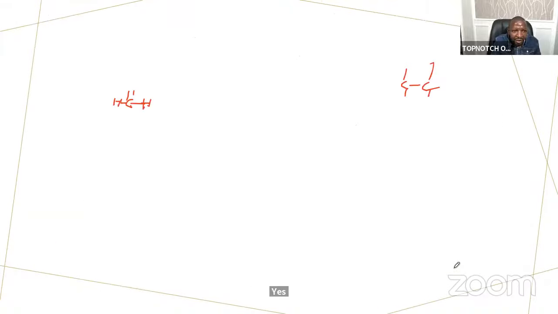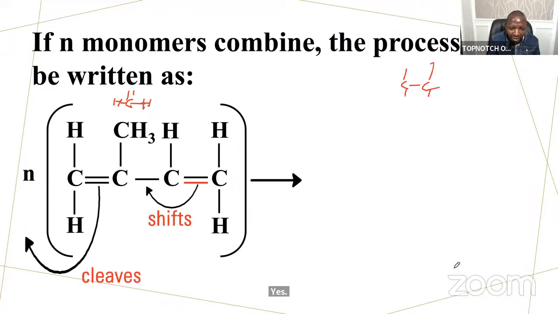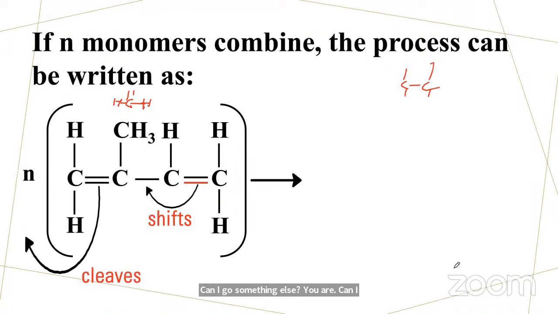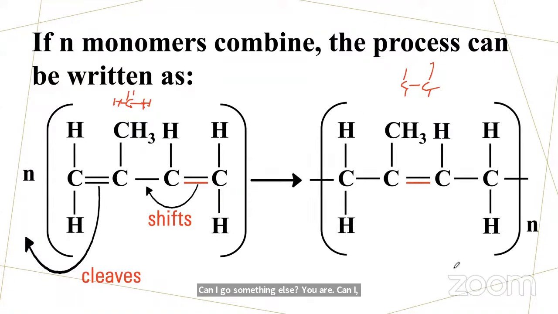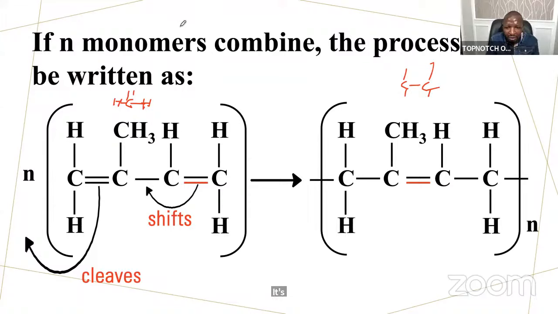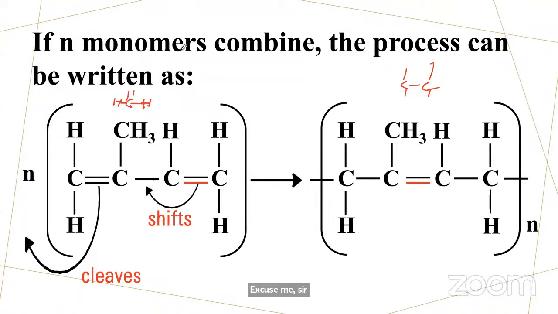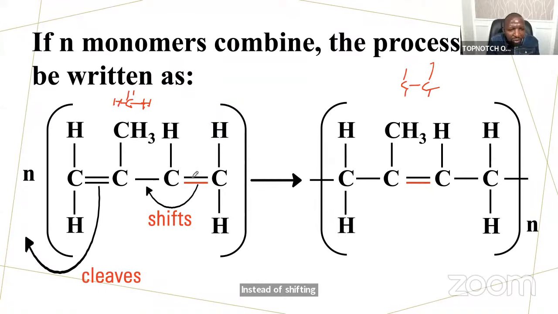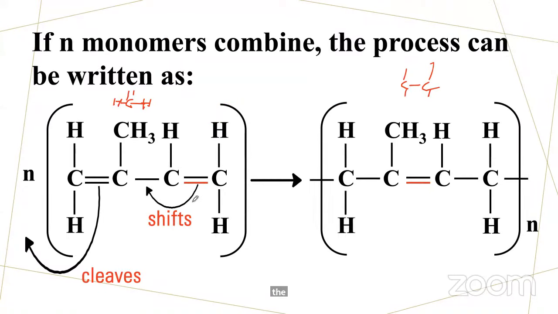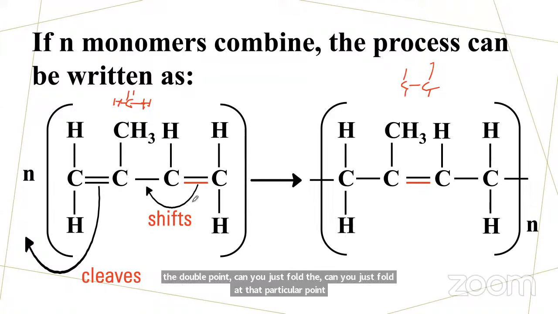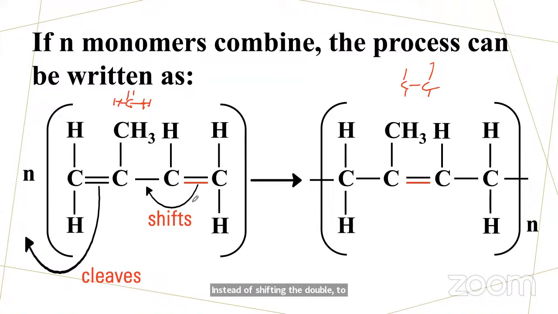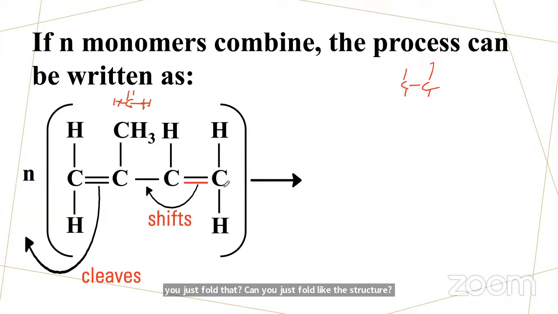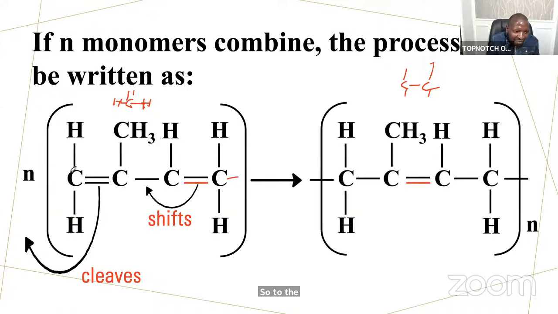I think, can I go to something else? Excuse me, sir. Yes. Instead of shifting the double bond, can you just fold at that particular point? Instead of shifting the double bond to between the second and third, can you just fold the structure, so that it remains like this but still grows like this? Is that what you're trying to insinuate?